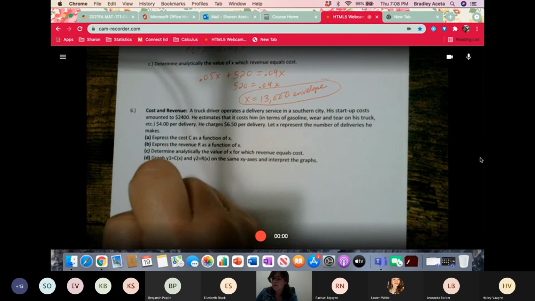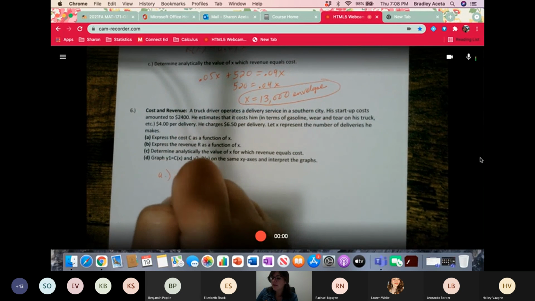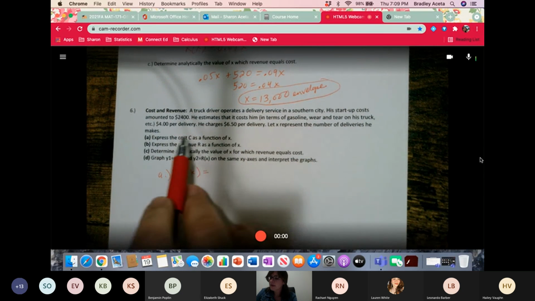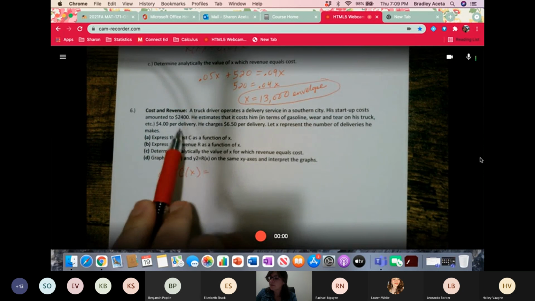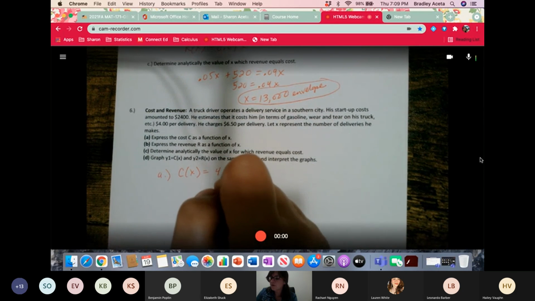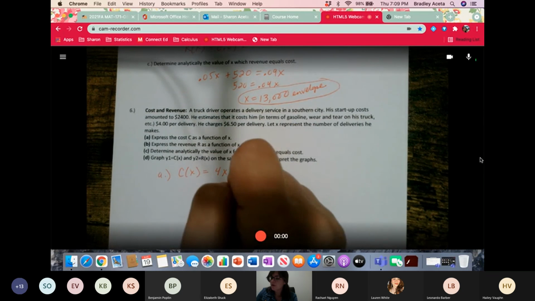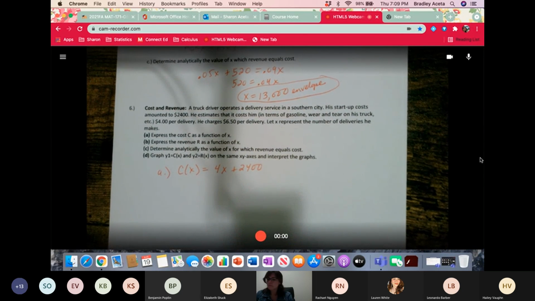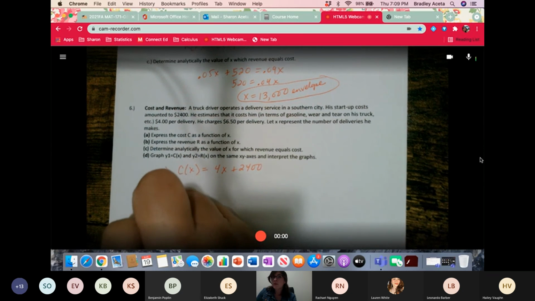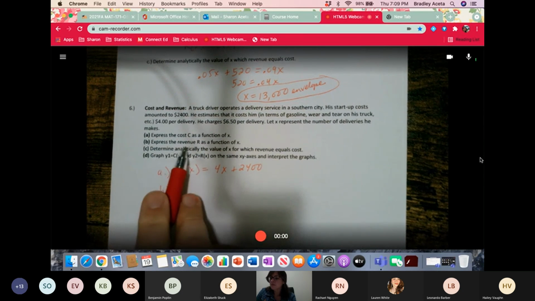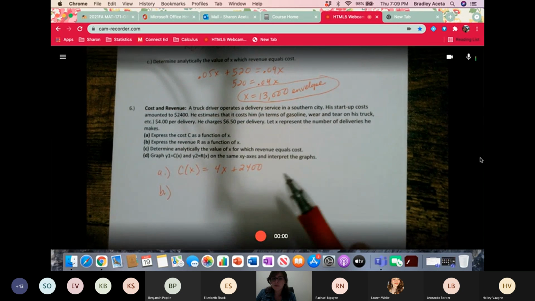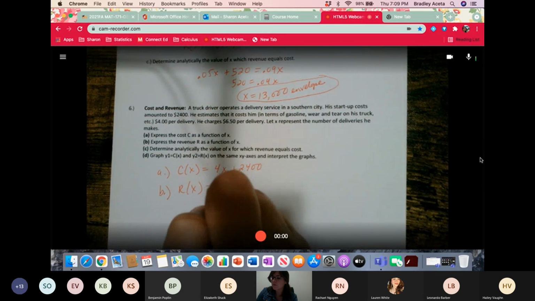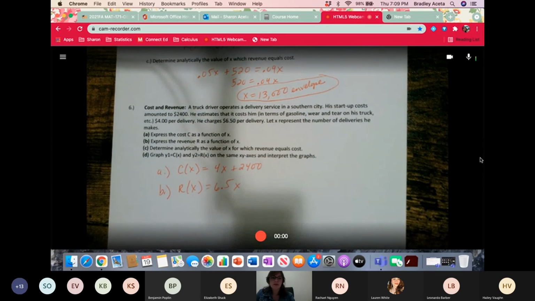So my cost function would be C of x equals, what is it costing him per delivery? It's costing him $4 per delivery. And then his startup cost, his initial amount, was $2,400. Then part B, express revenue. What's he getting paid? What's he making? He's charging $6.50 per delivery. So 6.5x.